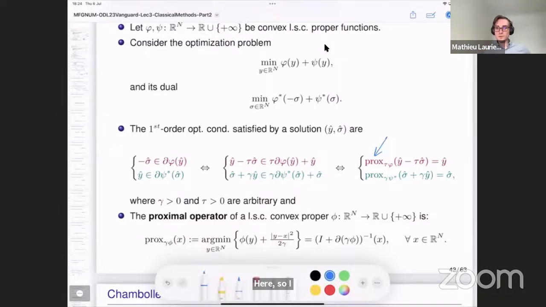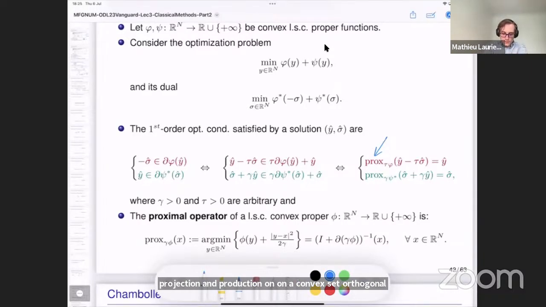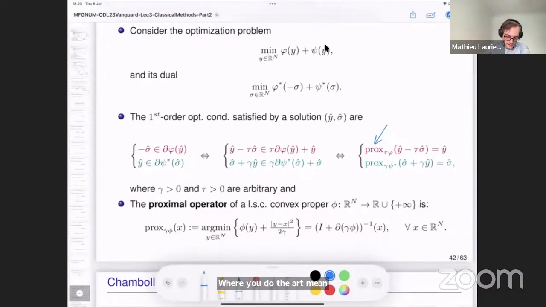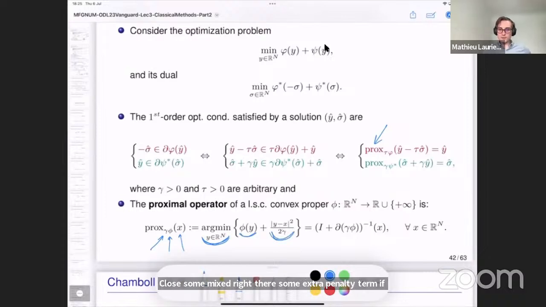In some sense, the proximal operator is a kind of generalization of convex projection. Projection on a convex set, orthogonal projection on a convex set, where you do the argmin. So here it is defined, prox operator for a constant gamma, a function phi, and the input x. And the way it is defined is you take the argmin, so you take the minimizer of phi of y plus some extra penalty term, or regularization term, y minus x squared, divided by this constant 2 gamma.